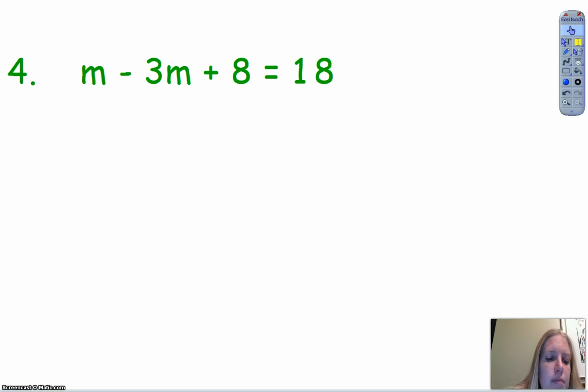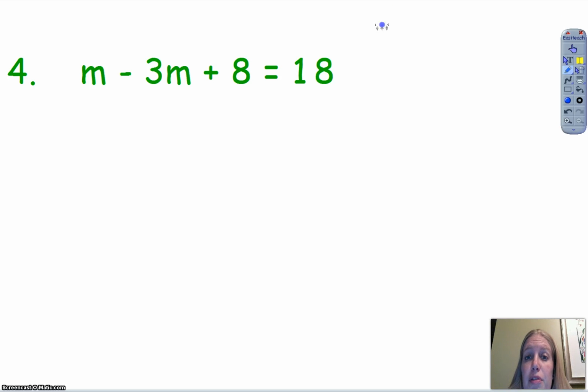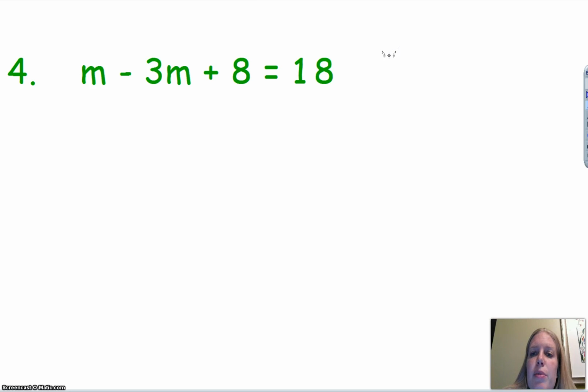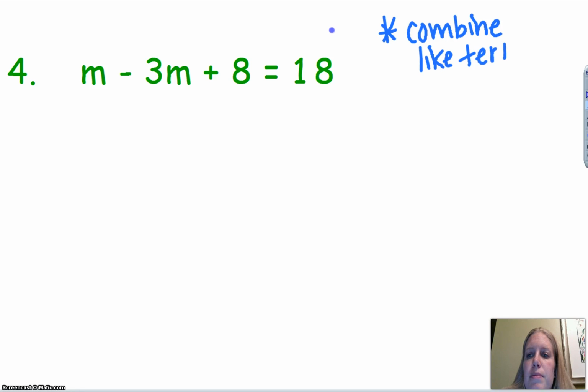Okay, so this new one, now you'll see 2 variables. And when you see 2 variables, they should be the same variable for right now. What you want to do is combine like terms, so that you only have one variable to deal with.